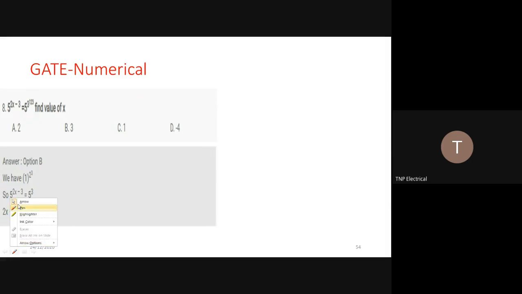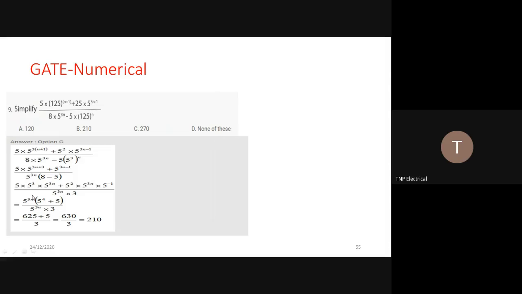Next, 5 to the power 2x minus 3 is equal to 5 to the power cube to the power 1, 2, 3, 1. Then you need to find the value of x. Again, we know that if we put 1 to the power 2 to the power 3 in that way, then since the power is the same, just take the powers and you can solve it.